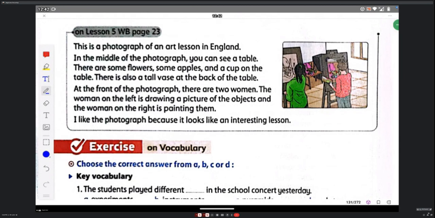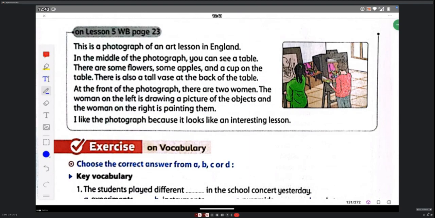At the front of the photograph, there are two women. The woman on the left is drawing a picture of the objects, and the woman on the right is painting them. I like this photograph because it looks like an interesting lesson.